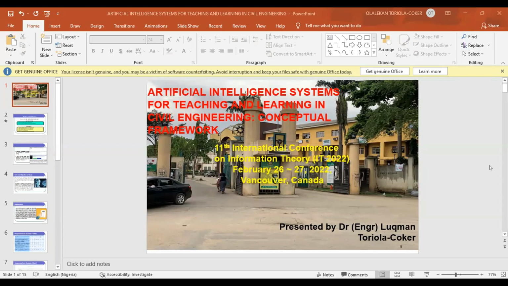You can see that this is the view of my college, and I'm just trying to introduce by showing you how artificial intelligence systems can be used for teaching and learning in civil engineering.